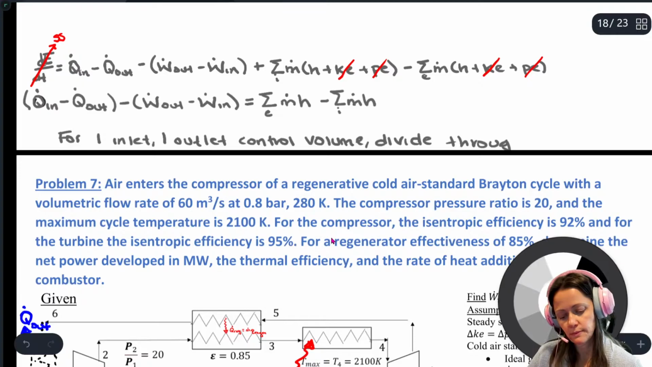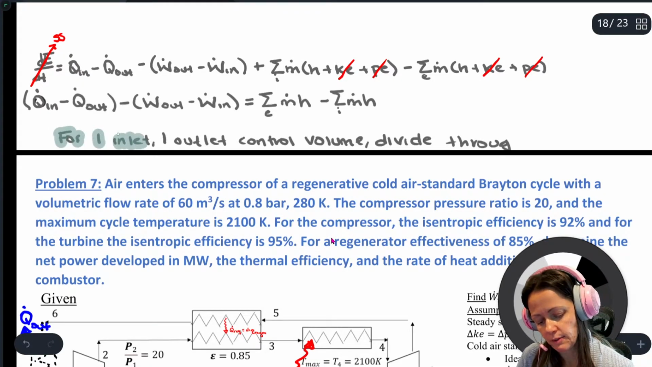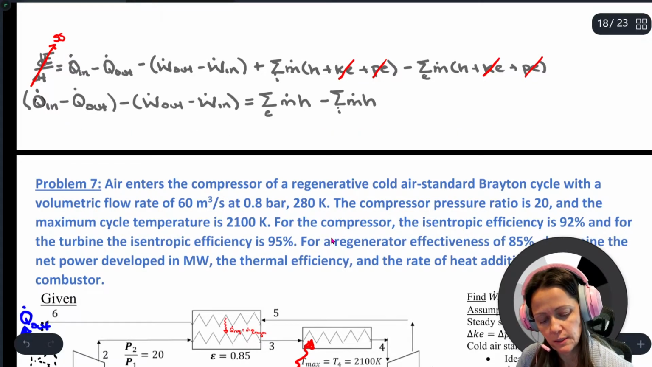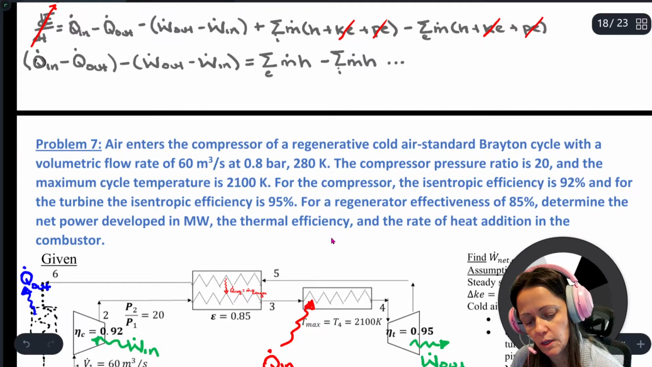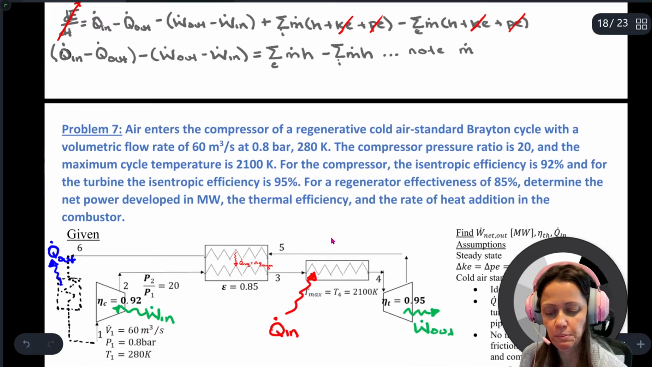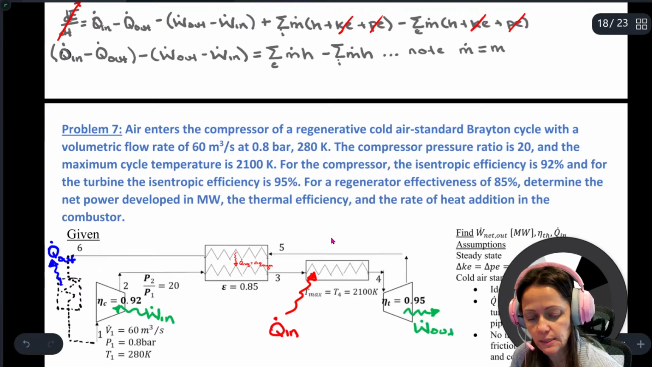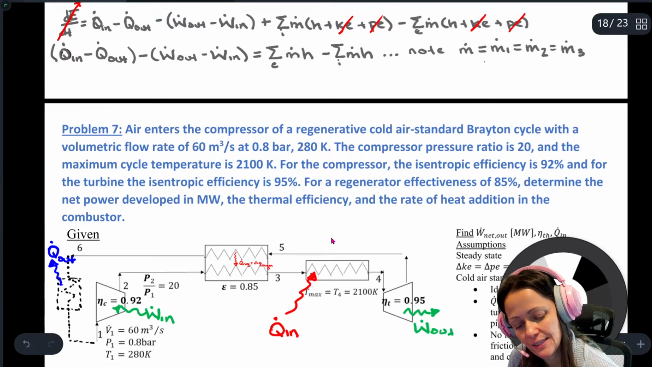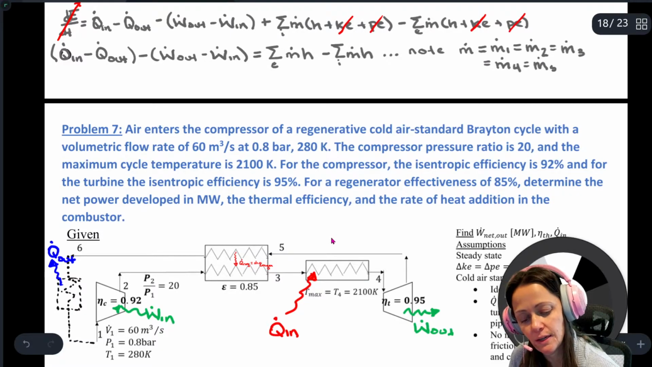Actually, it doesn't even matter. Doesn't even matter if it's the same thing. So if you look at this whole thing, it doesn't matter where I'm defining that m dot. So m dot, it's the same at state 1 as it is at state 2, as it is at state 3, as it is at state 4, 5, and 6.